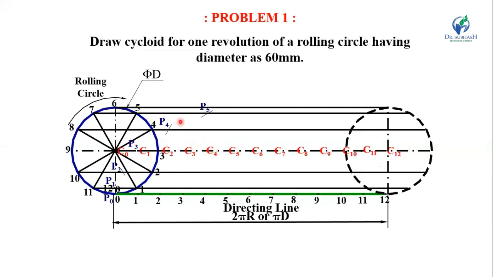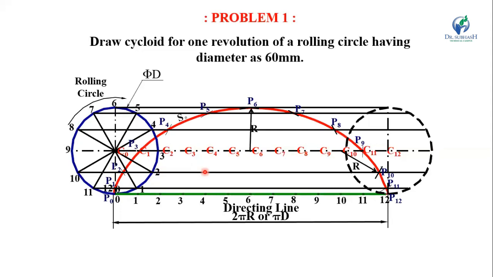It will intersect the line which is passing from point 4 at point P4, and here in the same way you will get point P5, P6, P7, P8, P9, P10, P11 and P12. So the radius remains constant and we have to change the center from C1 to C12. Now join all these points P0 to P12 by a smooth curve. This curve is known as a cycloid.